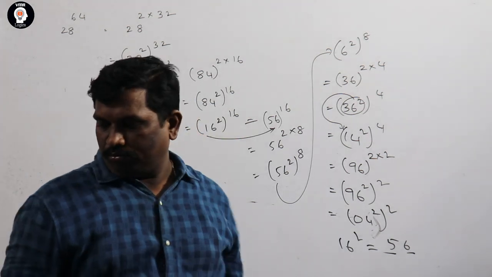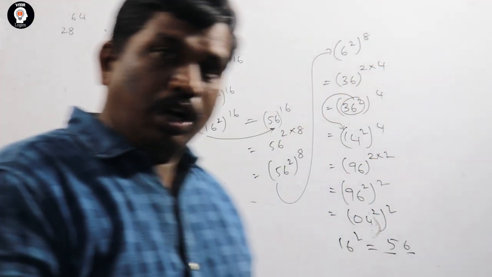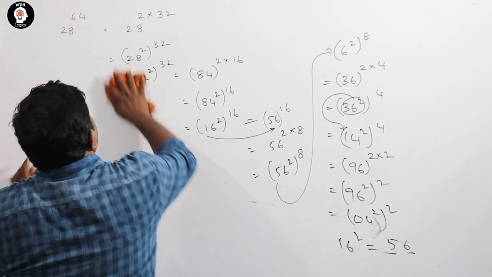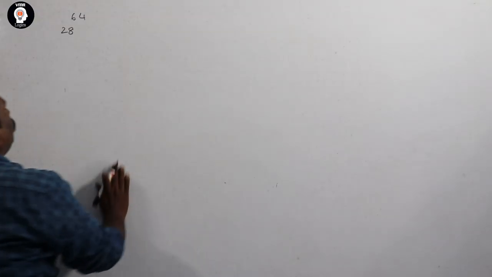Alright. Now, again, all of you observe. Once again, it is a little bit confusing, so I'll explain it once again. Just observe. 28 power 64, the last 2 digits are what we want.